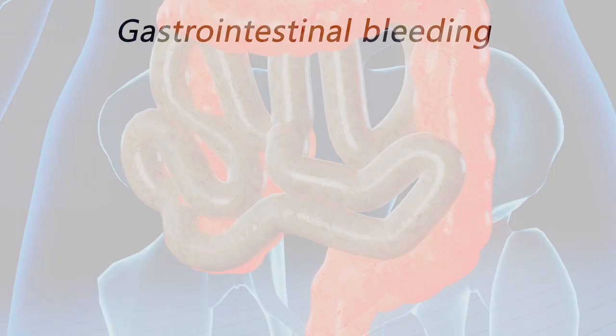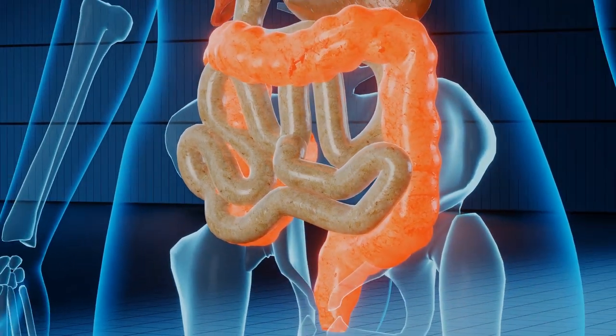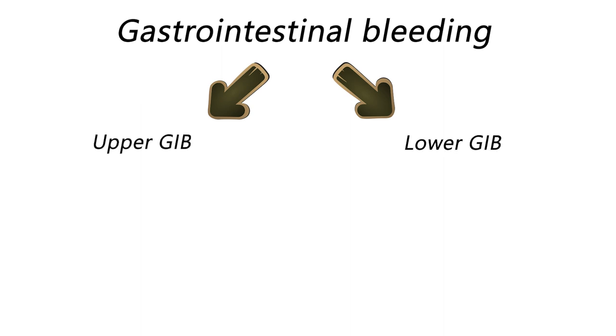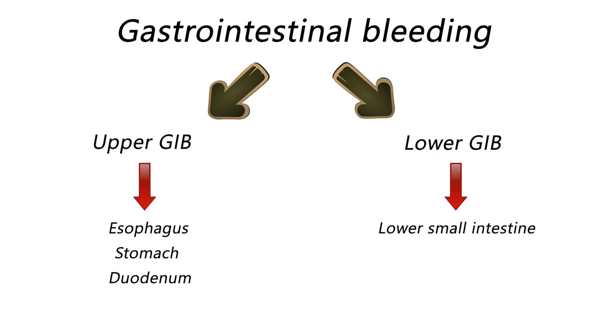Gastrointestinal bleeding, or GI bleeding, is when any part of the gastrointestinal tract starts bleeding. The gastrointestinal tract includes the esophagus, stomach, small intestine, large intestine or colon, rectum, and anus. GI bleeding is divided into two types, upper GI bleeding and lower GI bleeding. If bleeding occurs in the esophagus, stomach, and initial part of the small intestine or duodenum, it is considered upper GI bleeding. Bleeding in the lower small intestine, colon, rectum, and anus is called lower GI bleeding.